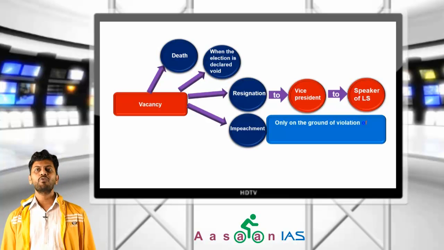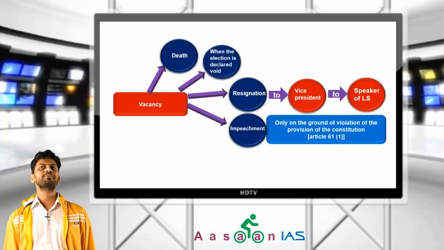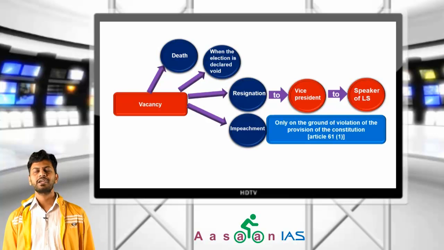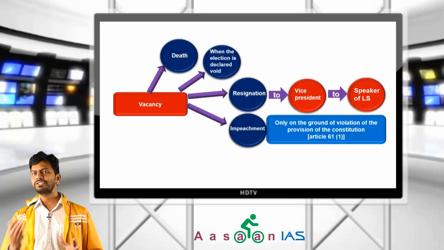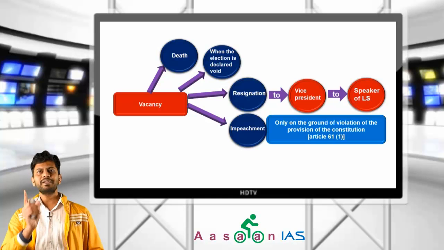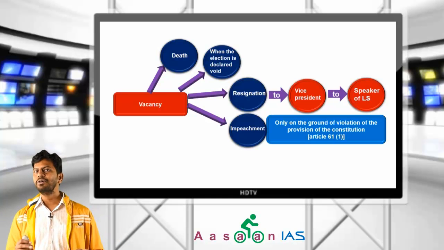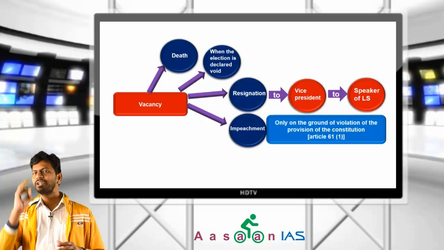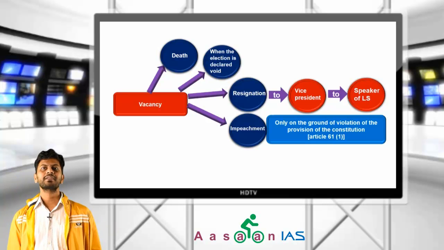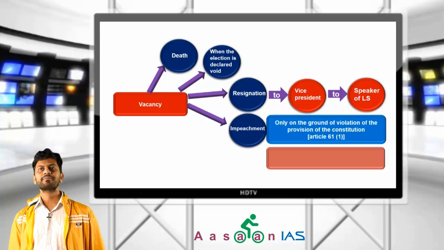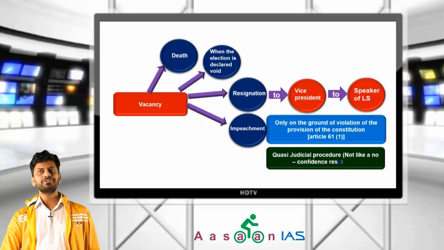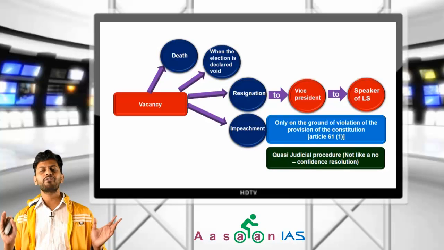Impeachment can be done only on the ground of violation of the provisions of the constitution. अगर constitution की provisions को कुछ violate हुआ तभी impeach कर सकता है. ऐसा नहीं ये पार्लियामेंट को पसंद नहीं आया तो no confidence motion जैसा उसको निकाल दिया, ऐसा नहीं कर सकते. इतना आसान नहीं है. So it is a quasi-judicial procedure, not like a no-confidence resolution.